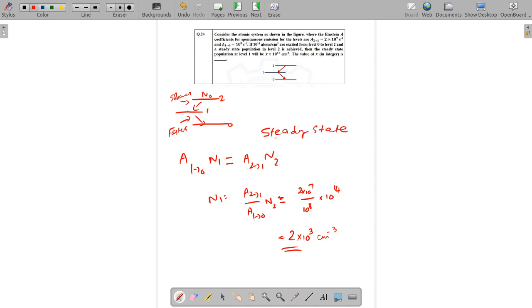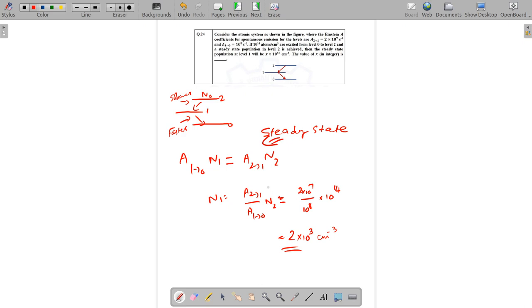What do you mean by steady state? This should be the meaning: whatever particles come down here and whatever goes from here to here, if they match, then there is a sustained population in level 1. At least that should be the physical meaning of steady state. So just reversing this equation, you get N1 equals A 2 to 1 N2 divided by A 1 to 0.